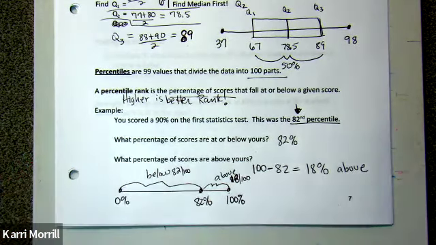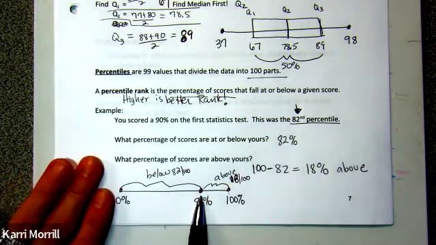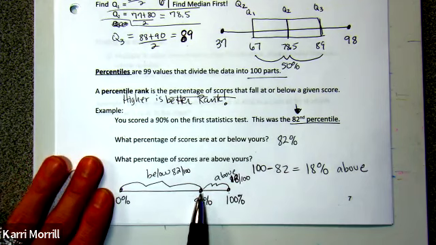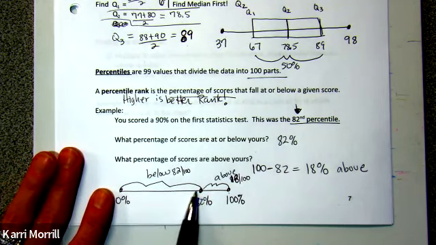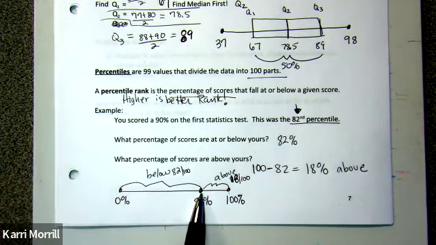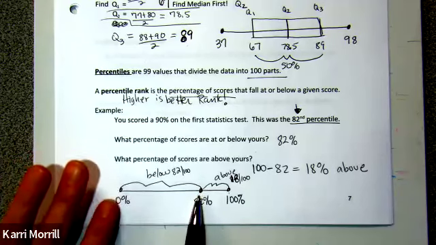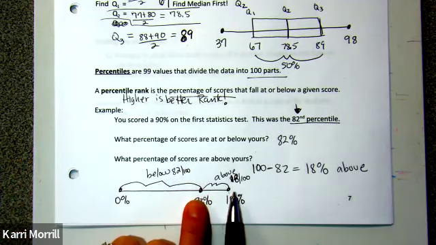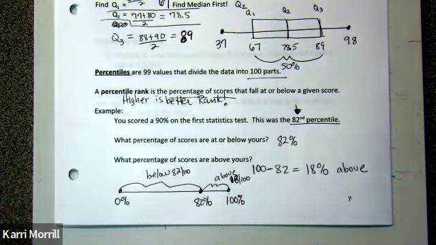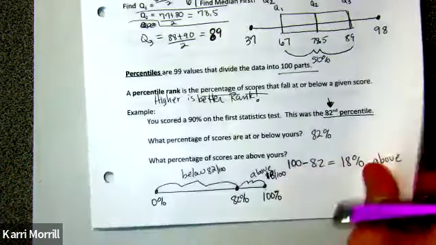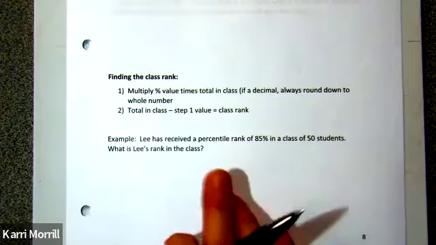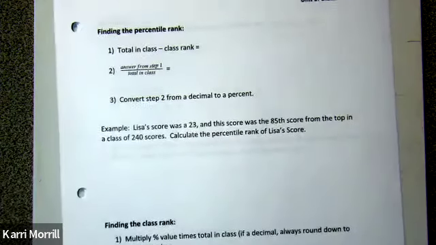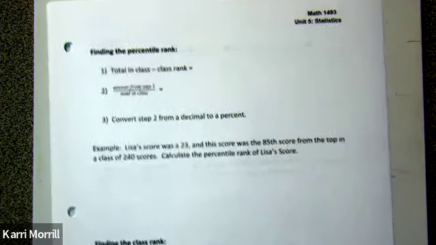Did you guys get that though? Do you understand that? If you scored 82% or in the 82nd percentile, that means 82 of the 100, if there were 100 people testing, which is the easiest way to think of it, scored below you. That means 18 people scored above you. That's just subtracting. I felt like I had to say it again, even though you may have got it the first time, since I messed up.